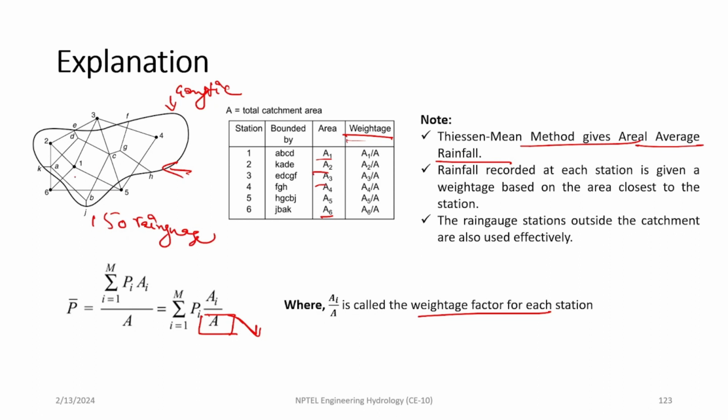Now if we want to compute the average value of rainfall occurring in this entire Gangetic region during the monsoon period, we can compute it using this method. Got it? Now one more important thing is that the rain gauge stations outside the catchment are also used effectively in this case.